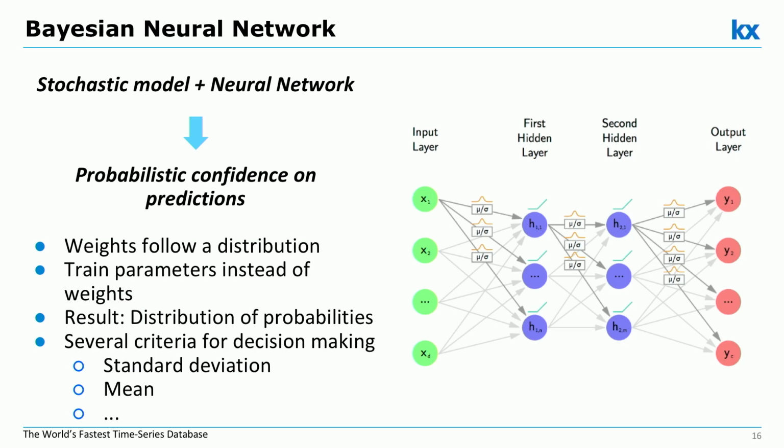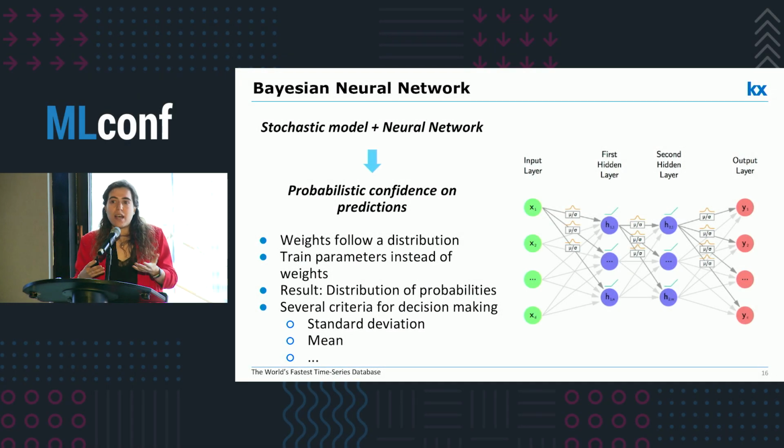And for those who have never heard about Bayesian neural networks, they bring together stochastic models and neural networks, which means that at the end, we won't have a model that just gives us a probability, but we can get a distribution of probabilities. So we can, based on that distribution, do more things.